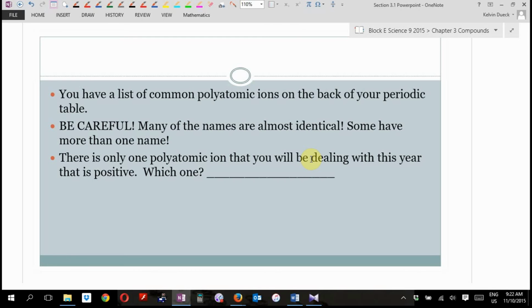What if I could? There is only one polyatomic ion that you'll be dealing with this year that has a positive charge. Which one? I'm going to write NH4 because that's less work, but yeah, ammonium. Made up of nitrogen and 4 hydrogens. I'm not going to bother drawing it, but sure, since it's an ion, I really should. Good question.